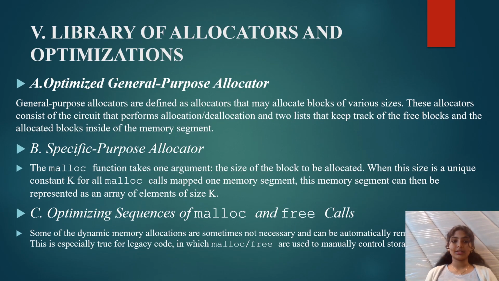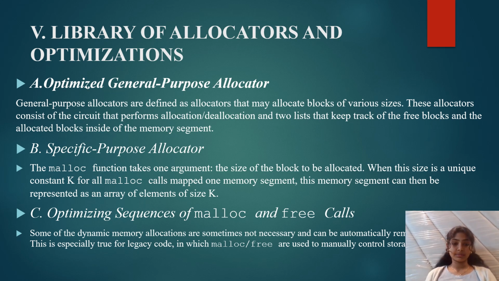Library of allocators and optimizations. Optimized general purpose allocator. General purpose allocators are defined as allocators that may allocate blocks of various sizes. These allocators consist of the circuit that performs allocation or deallocation and two lists that keep track of the free blocks and the allocated blocks inside of the memory segment.